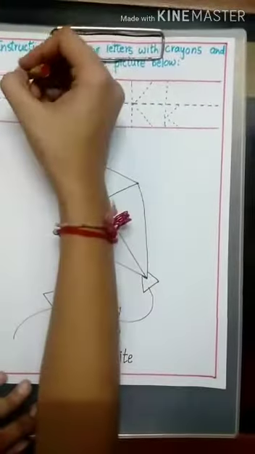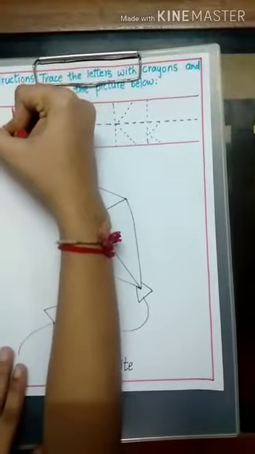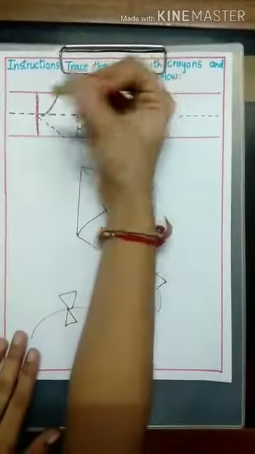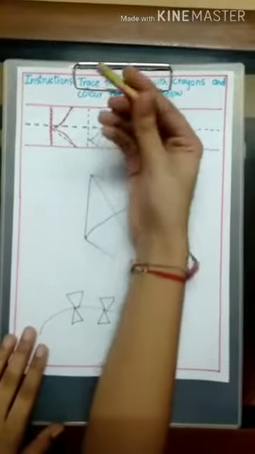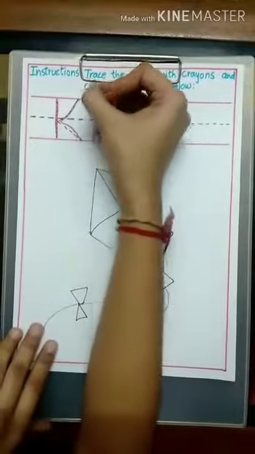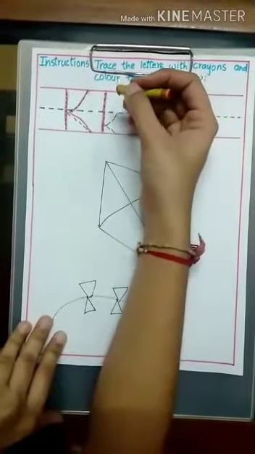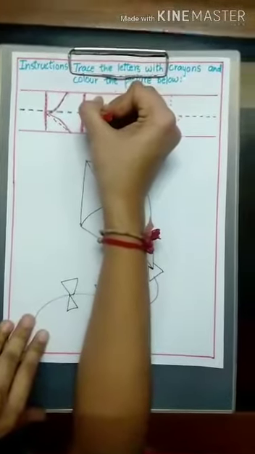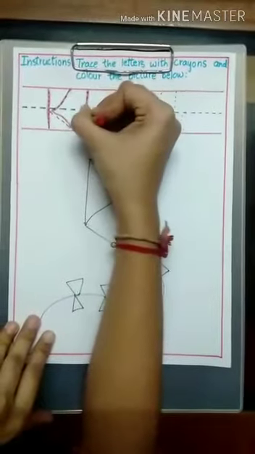Here I will be using red crayon. To write capital K, first make a standing line, then a slanting line, then another slanting line, then small K. Make a slanting line. Sorry, make a standing line. Then make a slanting line.